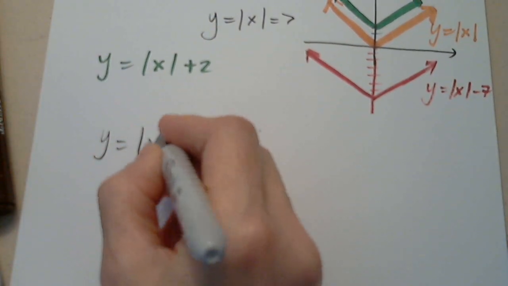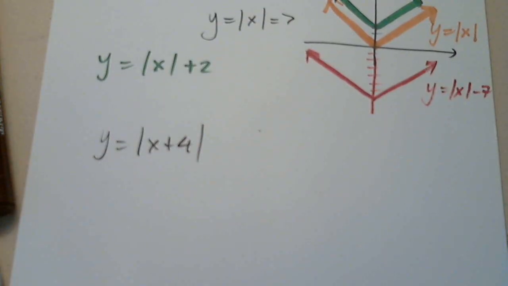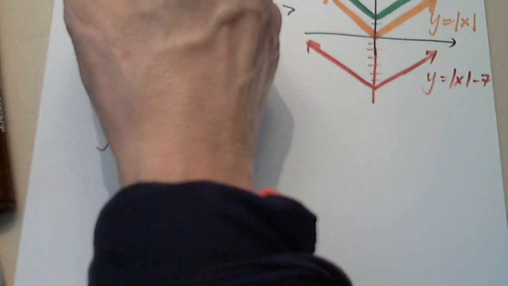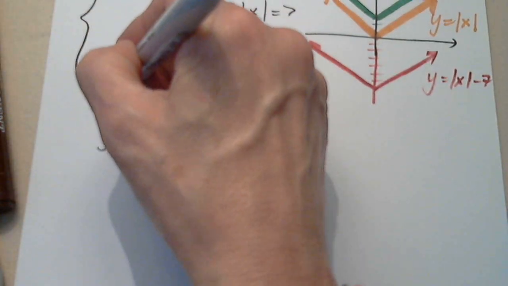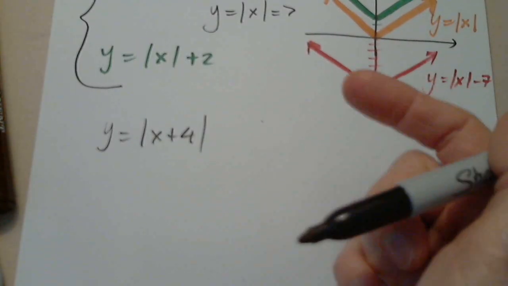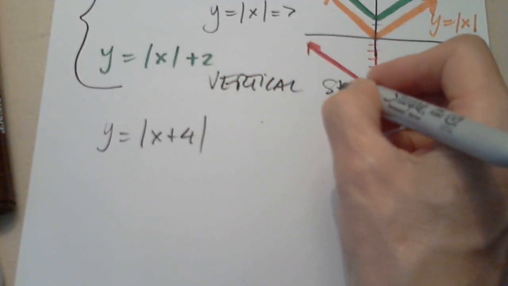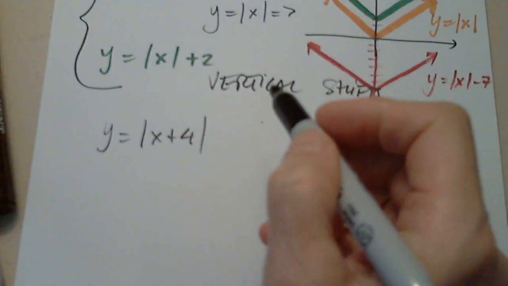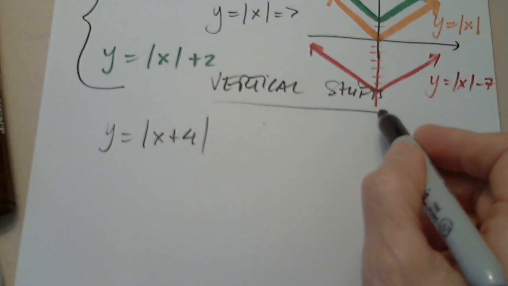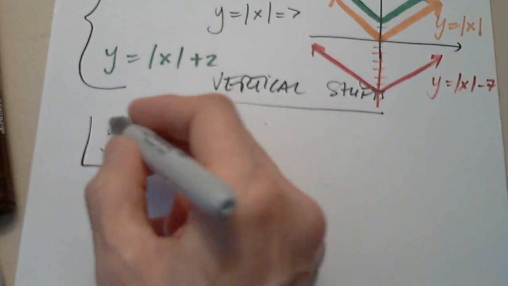So y equals the absolute value of x plus 4. Okay. This is what I showed you here. Vertical shifts. Vertical shifts. This is not a vertical shift.